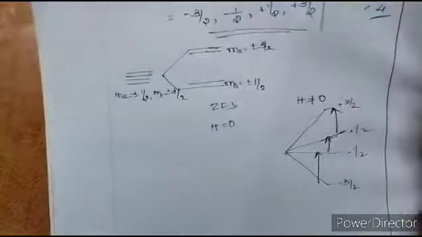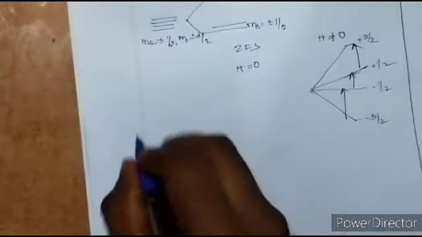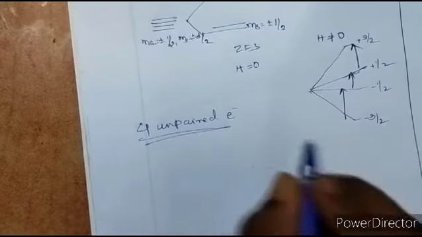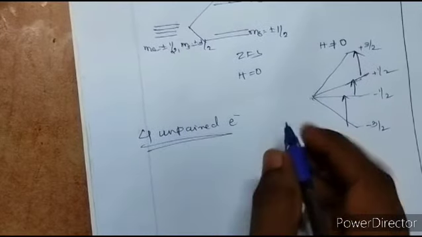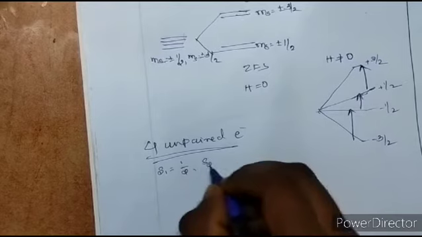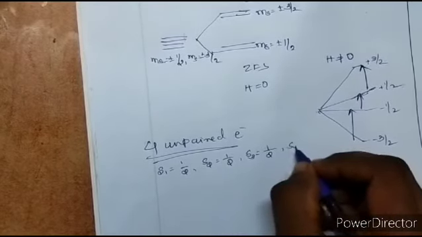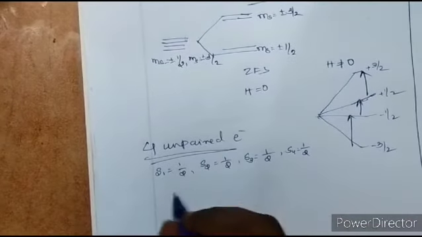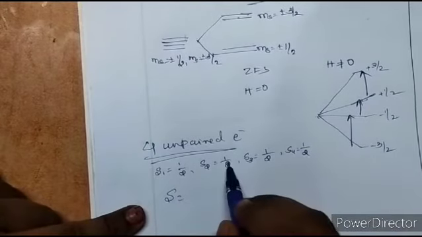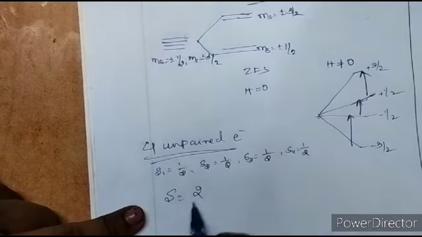Now we will see the system that has 4 unpaired electrons. For the system with 4 unpaired electrons, what will be the S value? For the first electron, S1 is equal to 1 by 2. For the second electron, 1 by 2. For the third electron, 1 by 2, and for the fourth electron, 1 by 2. So what will be the effective S? It will be the sum of all the 4. Half plus half is 1, plus half plus half, it is 2.